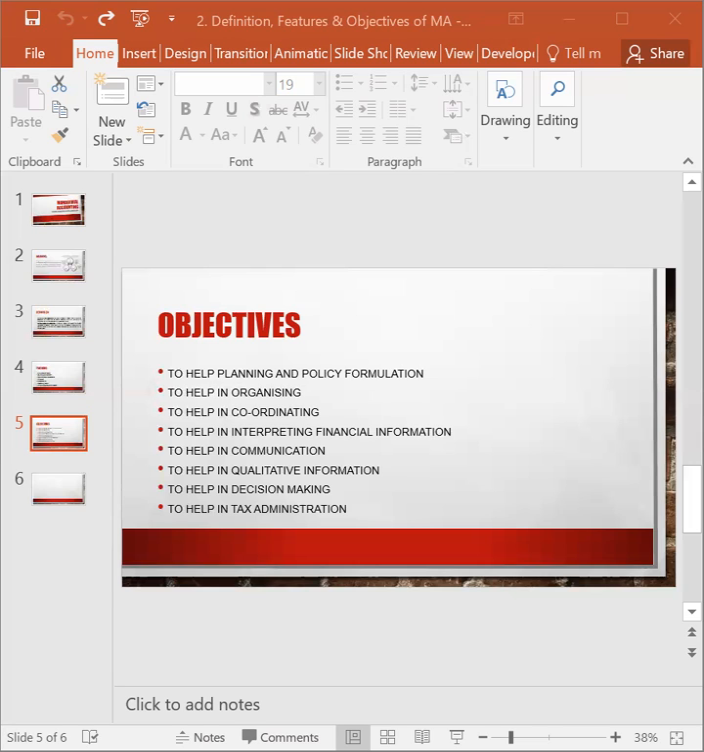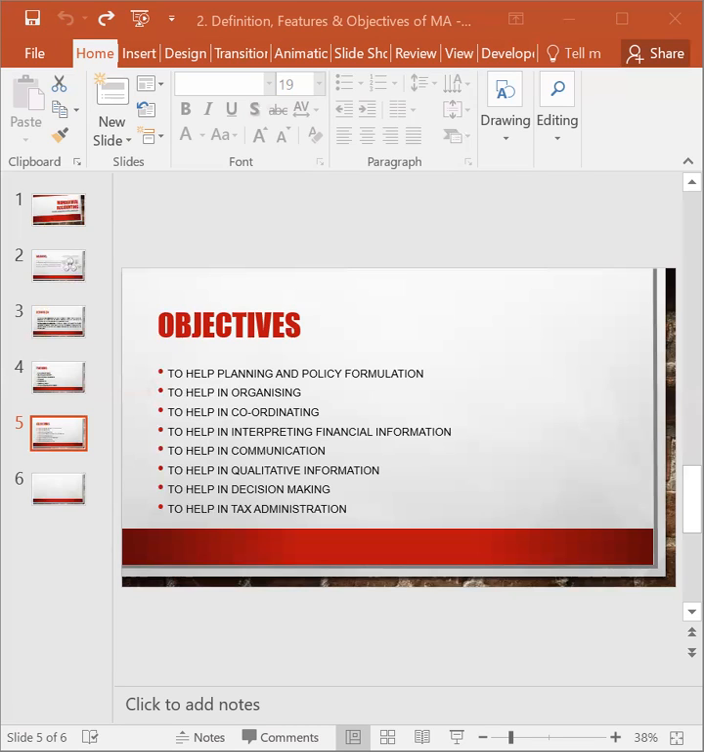It helps in interpreting financial information. Financial information is of technical nature, and most of the time managerial personnel are not able to understand the use and significance of these financial statements. So the management accountant explains these statements to the management in simple language. Maybe they will use ratios or charts, diagrams, so that the management can easily understand these figures and take appropriate decisions. So it helps in interpreting financial information.